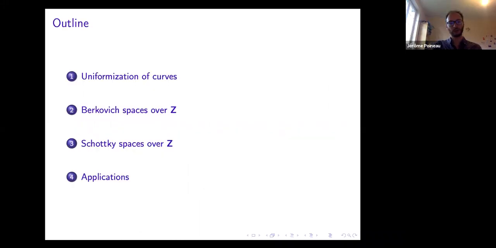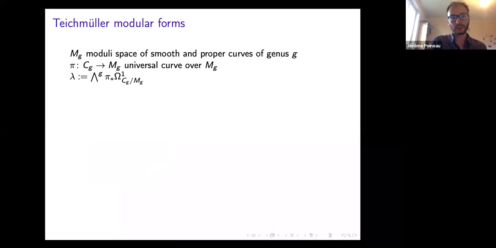Okay, and to finish, let me say a word about a few applications or possible applications of the theory. Unfortunately, the applications I'm going to talk about are not mine. But having this geometric construction of the Schottky space in mind, I'm pretty sure it's possible to push further the applications that were already done. So I would like to mention something that's maybe not so well known. It's called a Teichmüller modular form.